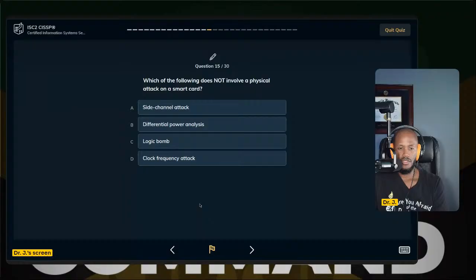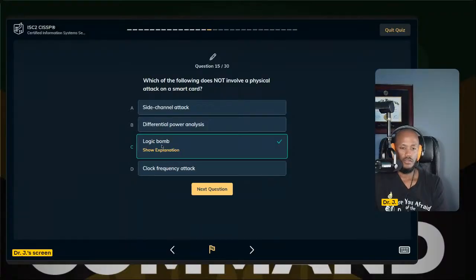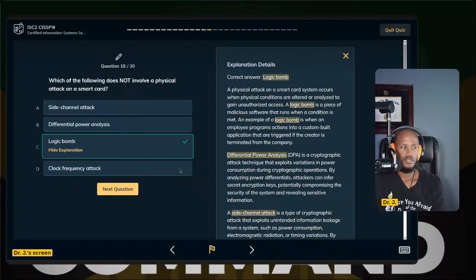A, B, and D sound like a good choice. That it's actually a physical attack. I think it's C. Yeah, a physical attack on a smart card occurs when physical conditions are altered or analyzed to gain unauthorized access. A logic bomb is a piece of malicious software that runs when a condition is met. An example of a logic bomb is when an employee programs actions into a custom built application that are triggered if the creator is terminated from the company.